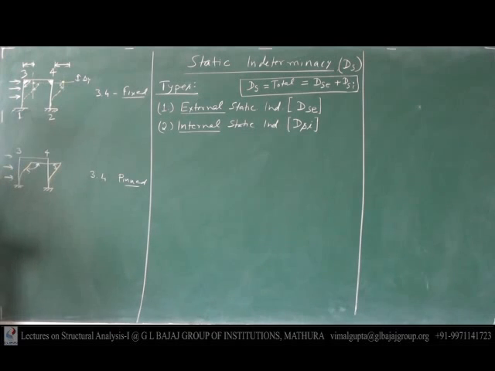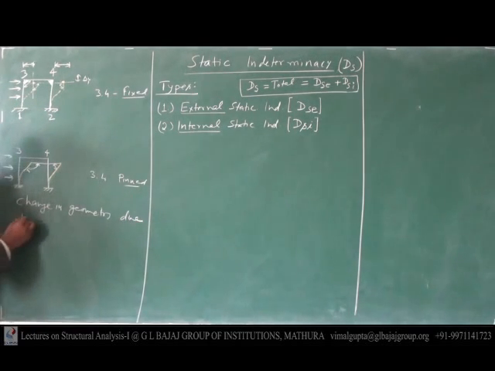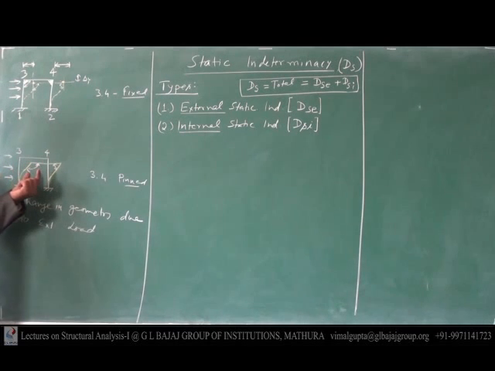This type of movement of the structure will cause a change in the geometry of the structure. Geometry means what it was prior to and after application of load. If it is changing, then that structure is said to have a change in geometry due to external load. That's why that degree of freedom will not be acceptable.